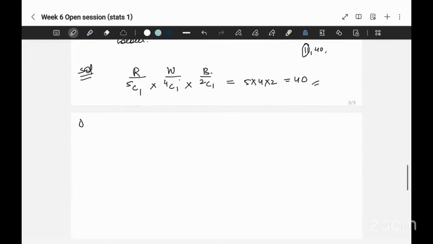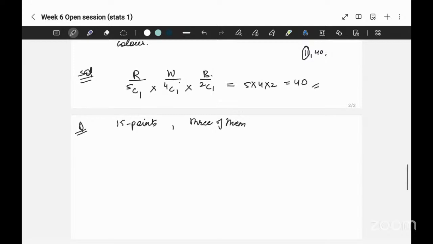I'll just read the question. 15 points are chosen in the plane so that no 3 of them are collinear. So in total I have 15 points, and the 3 of them that we are choosing are not collinear. You guys know what is collinear? They lie on the same straight line. That is collinear. Now, can you tell me how many triangles can they form?